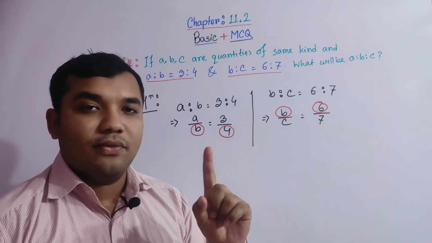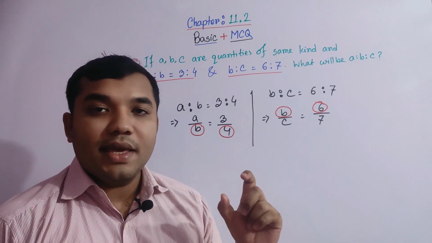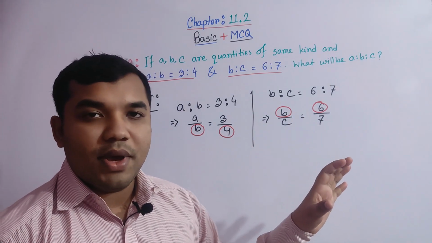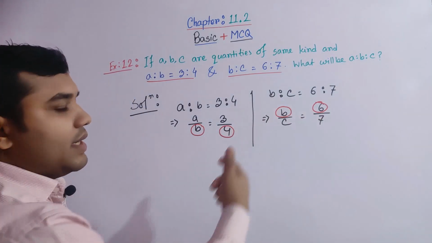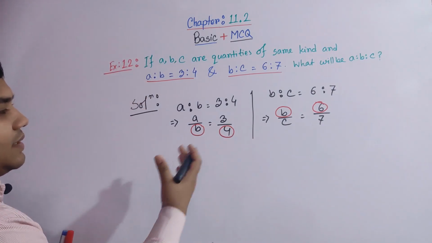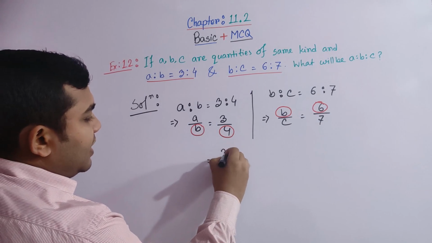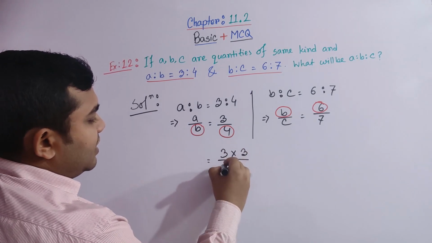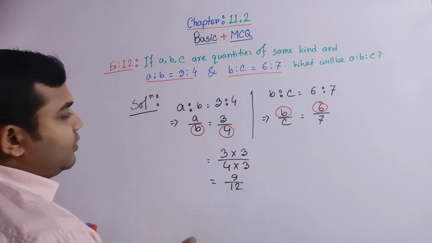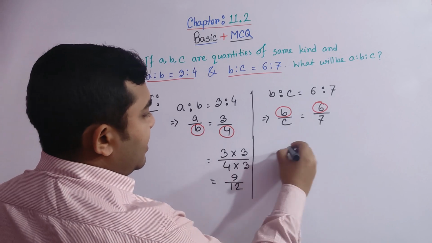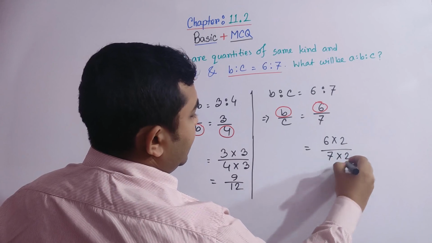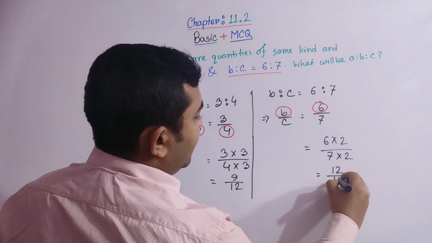Since one value is 4 and the other is 6, the first thing we have to do is make these two values of B equal. For the same value of B, we take the LCM of 4 and 6, which is 12. To get 12 from 4, we multiply by 3, so we get 9 by 12. Here 6 should be multiplied by 2, and we get our resultant answer, 12 by 14.